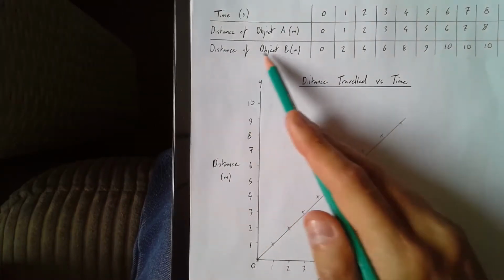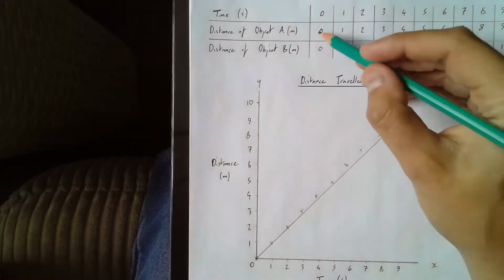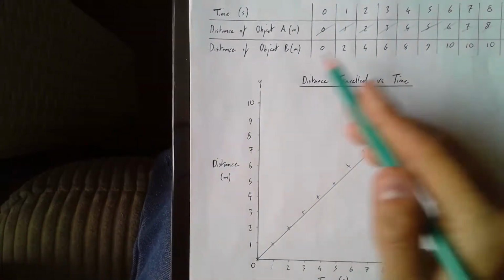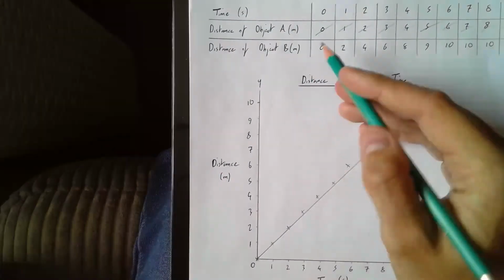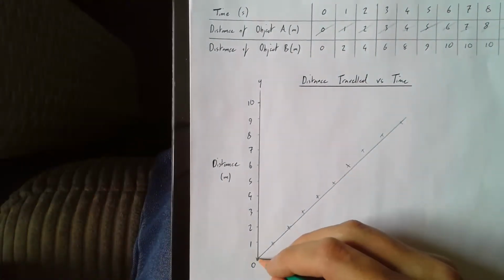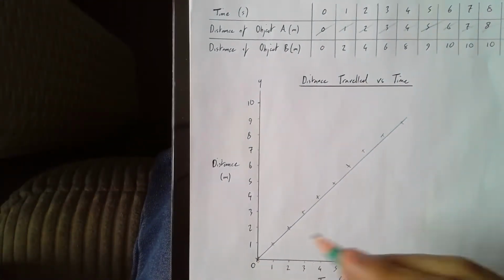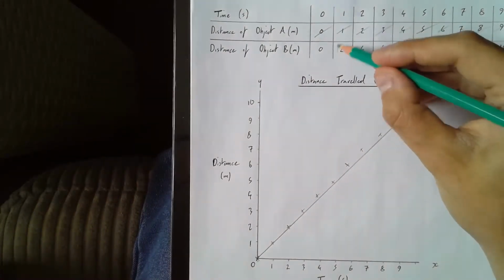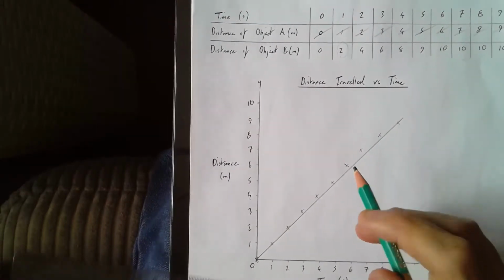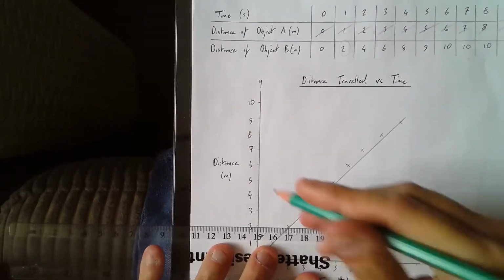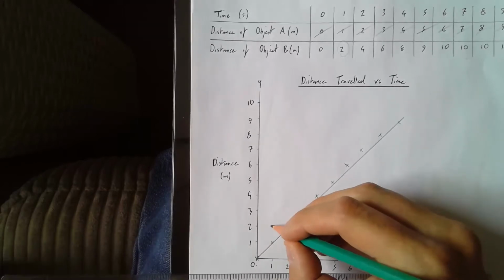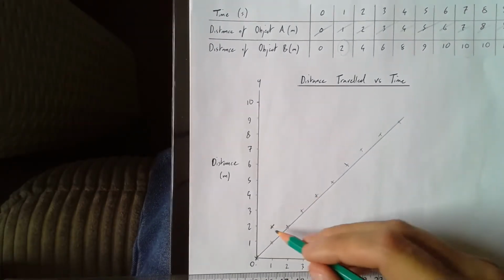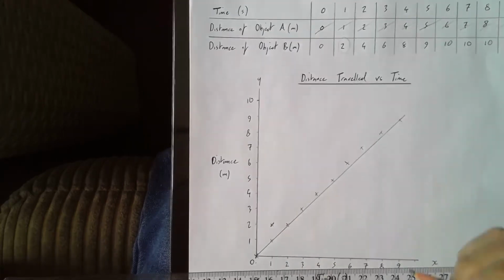Now we need to do object B, so we don't need to worry about these numbers anymore. We've plotted A. Now we are plotting B. So first of all, again, 0 to 0. The first point is 0. Next up, after 1 second travelled, this time it's travelled 2 meters. So I'm going to use a ruler this time to help me be more precise. And we have there 2 meters travelled after 1 second.